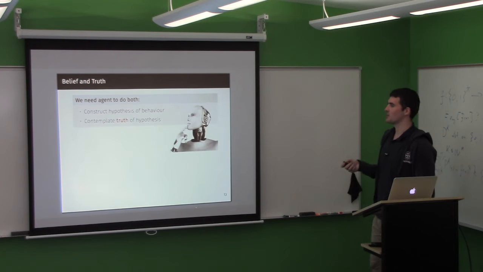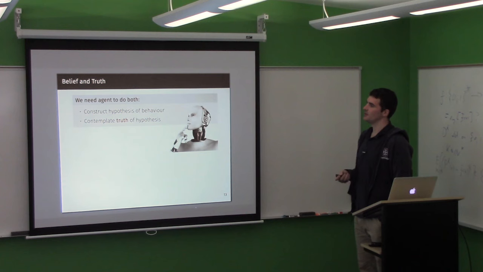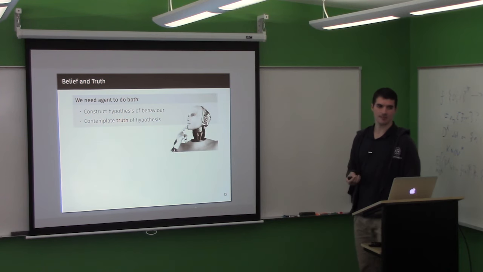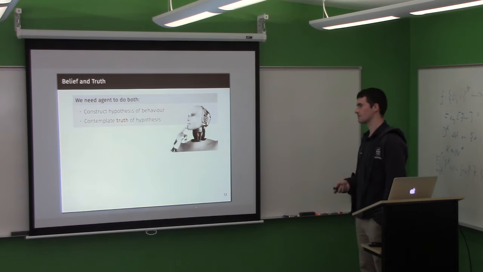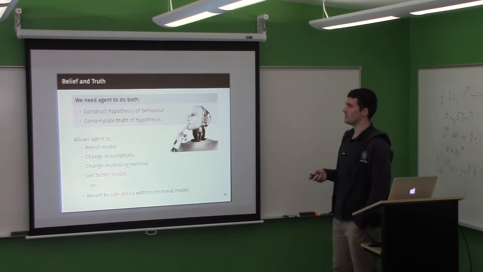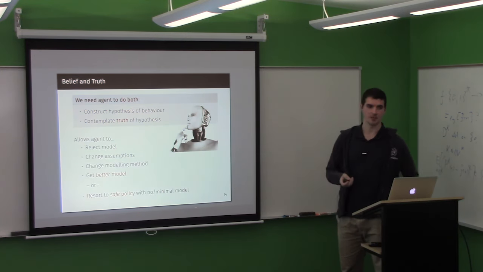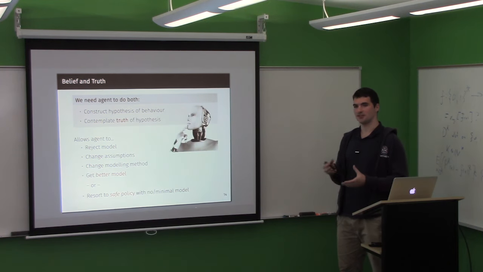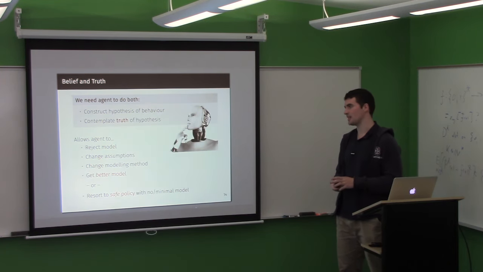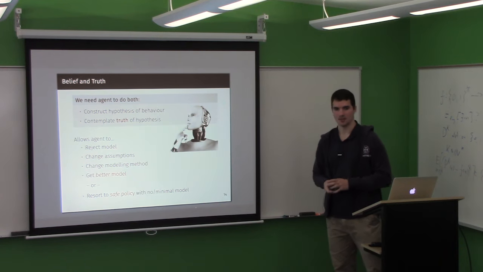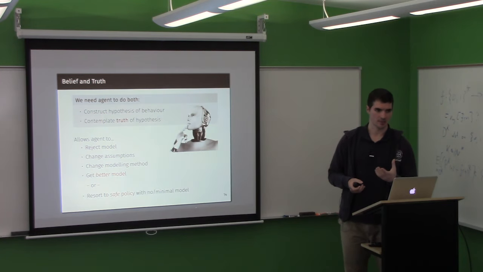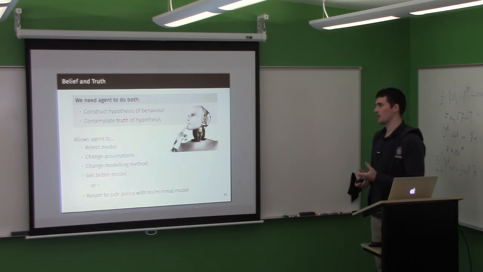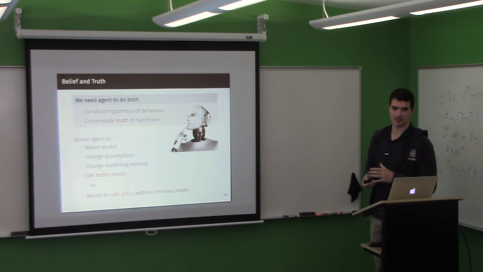Okay, so here's I think what we need to do, or what agents should be able to do. They should be able to construct hypotheses of behaviors, but they should also be able to contemplate the truth of the hypothesis. Both of these things should go hand in hand, and that's currently not the case. What can this do for us? Well, in the first place, agents can decide to reject a model. And then depending on how this reasoning is being carried out, the agent may decide to change, for example, some of the assumptions underlying the model, such as what information to feed into the learning process, or perhaps the structure of the model and the parameters in the structure. And all this is done in the hopes of obtaining a better model ultimately.